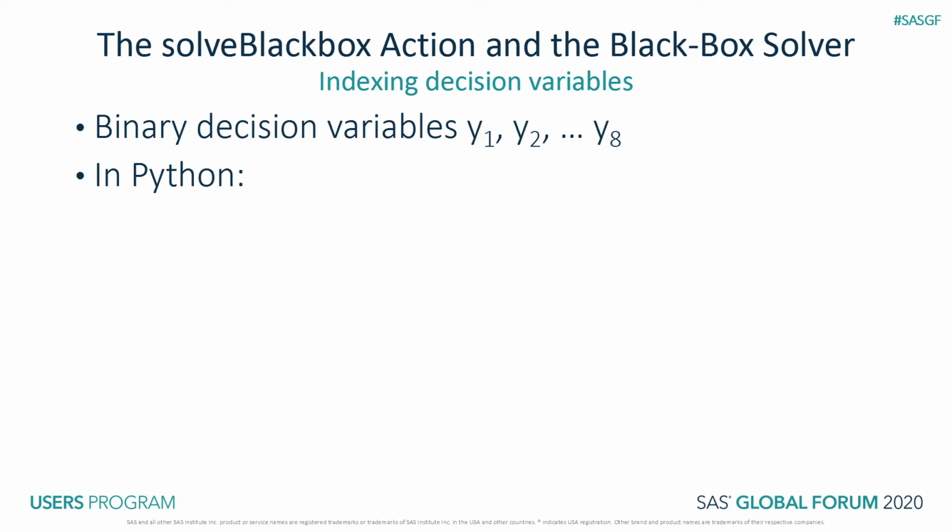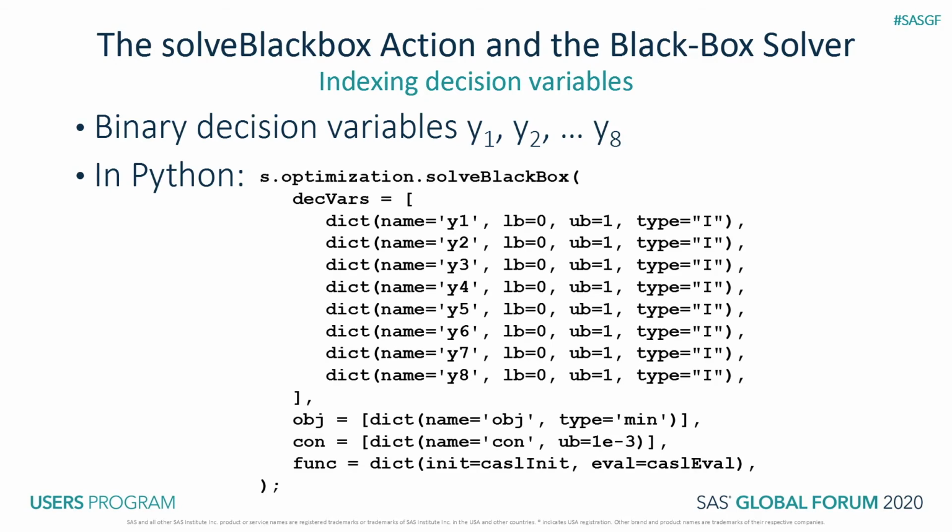So let's look at a quick example of indexing. If you need to declare 8 binary decision variables, y1 through y8, and you're programming in Python, this is how you could do it. That's a lot of code. Code involves the solveBlackbox action, and it declares the entire model, including those 8 decision variables. As you can see, the bulk of the code is devoted to just declaring those 8 decision variables.